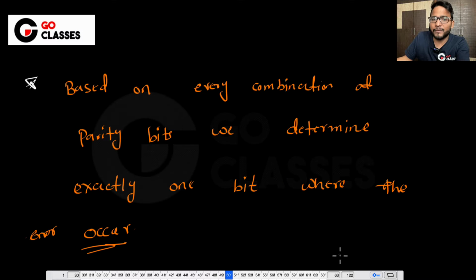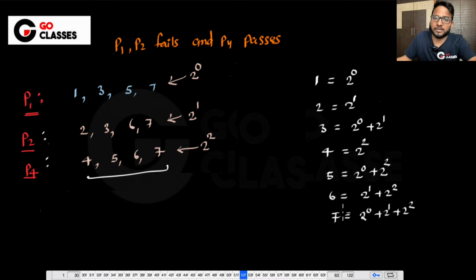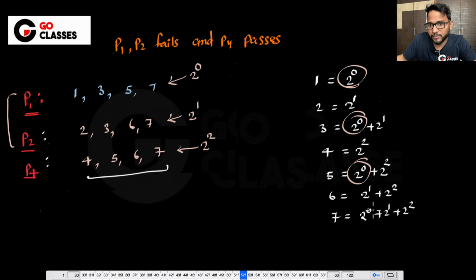Okay, so maybe I can tell you the intuition for why it is working. See, suppose that P1 and P2 fail and P4 passes. P1 is dependent on 1, 3, 5, 7, and P2 is dependent on 2, 3, 6, 7. Now, one thing you note here: if you write all of this in binary format, or maybe in this expansion format, then you will notice that 1, 3, 5, 7 must be having 2 power 0 in it. Just see, this 2 power 0 is there in 1, 3, 5, 7, right?